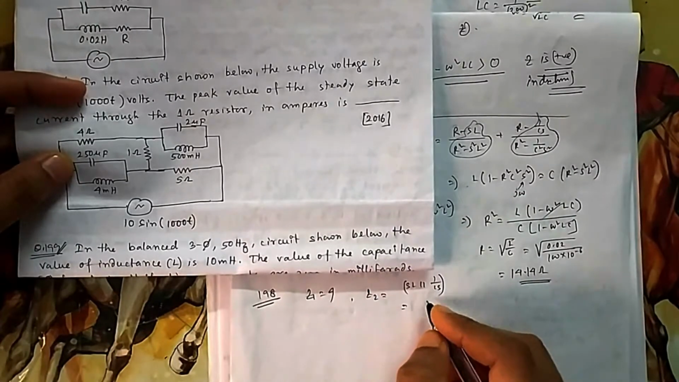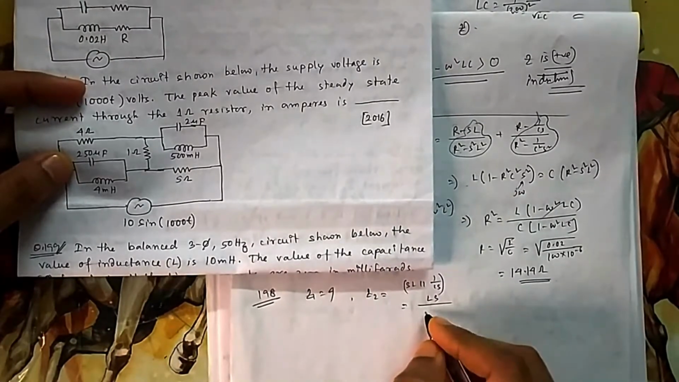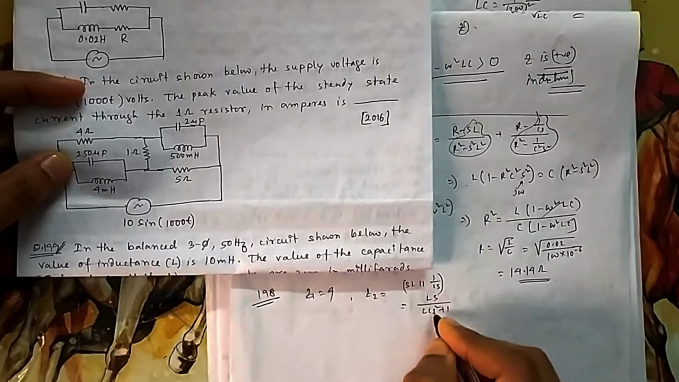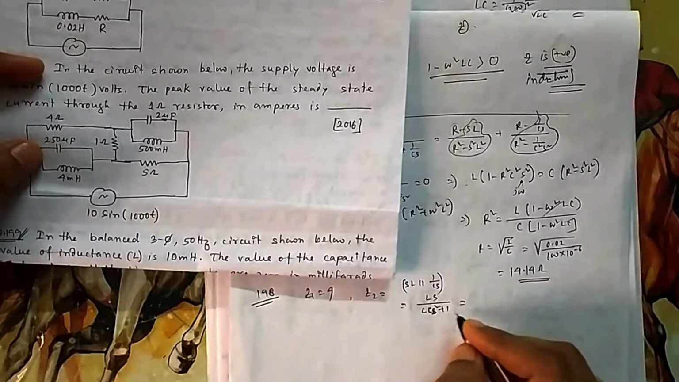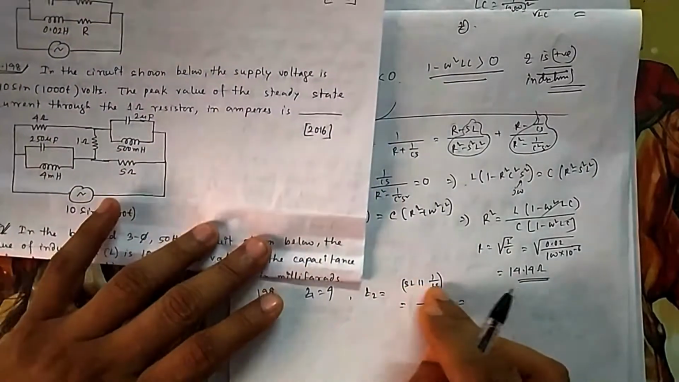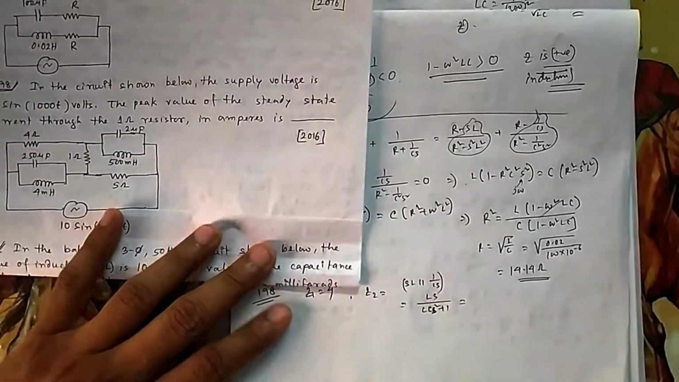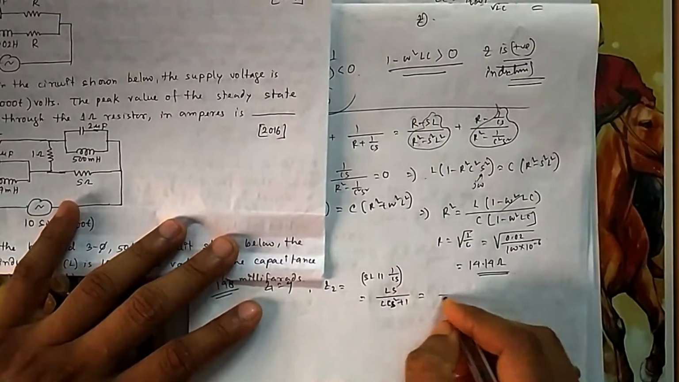I think you can do it, na? LS divided by LCS square plus 1. You can do the parallel combination of these two. And you remember this one in case of the LC circuit. So then you can directly put it here.